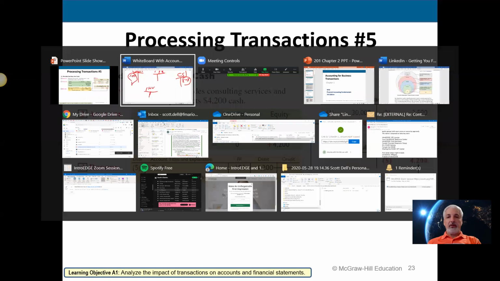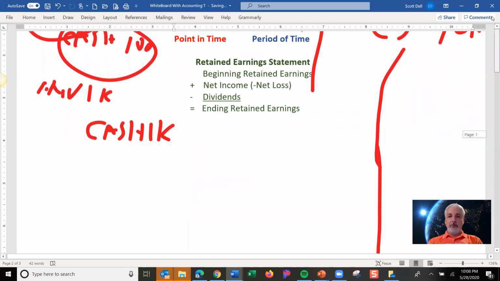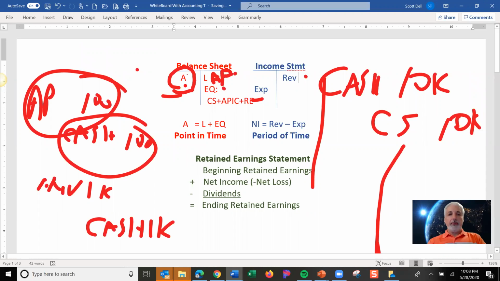Go back to our picture. Slide up. And just remember those T accounts. Debit balance for assets and expenses. Credit balance for liabilities, equity, revenue. If we credit revenue or credit liabilities, they go up. If we debit them, they go down. If we debit assets and expenses, they go up. If we credit those, they go down.